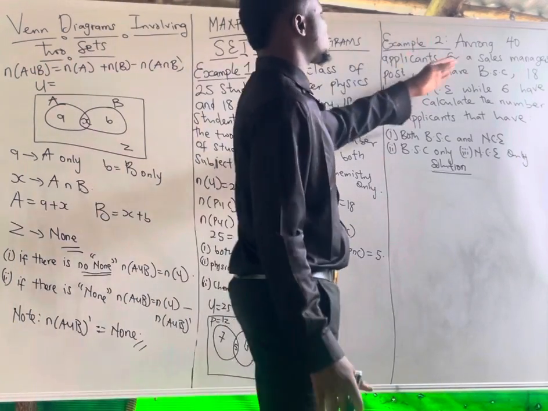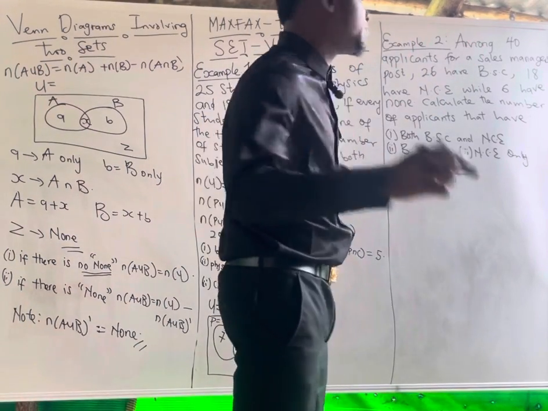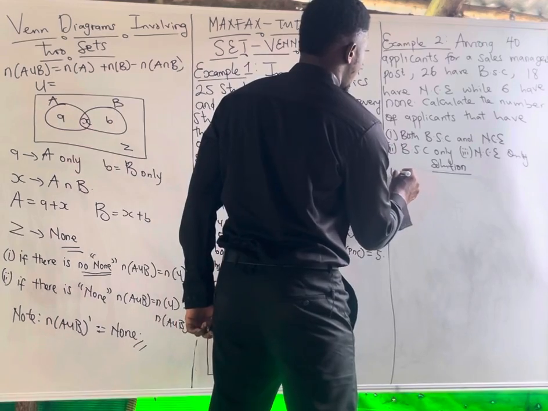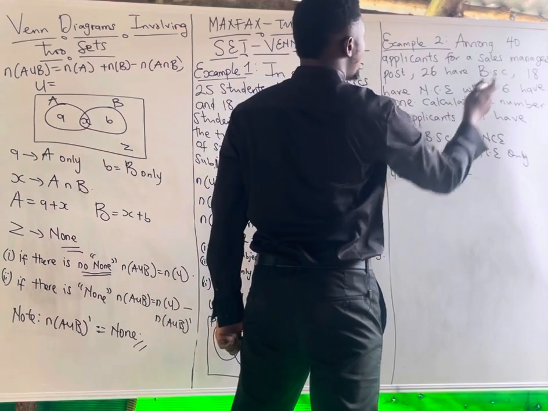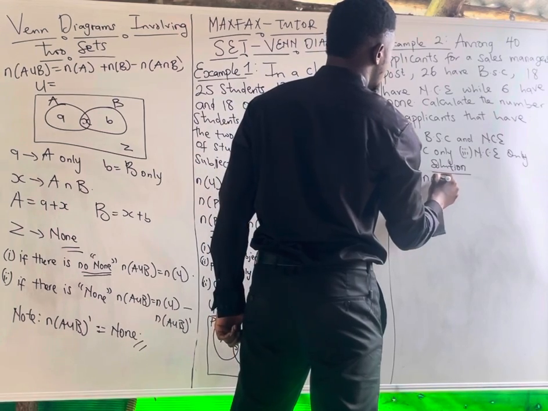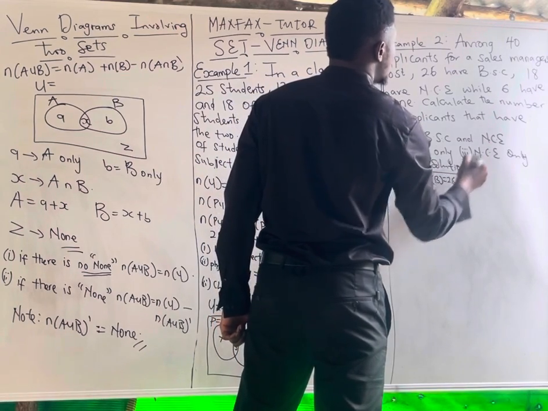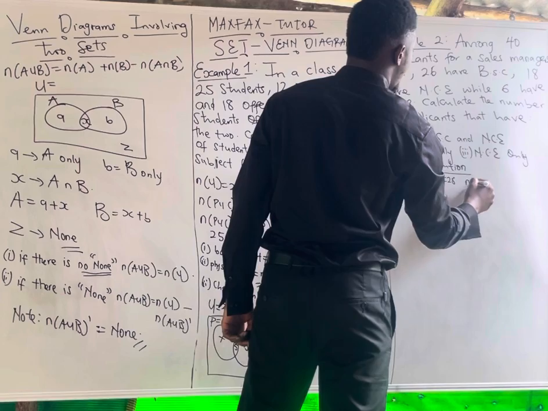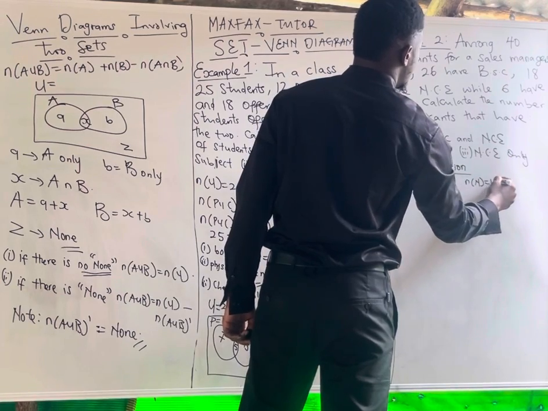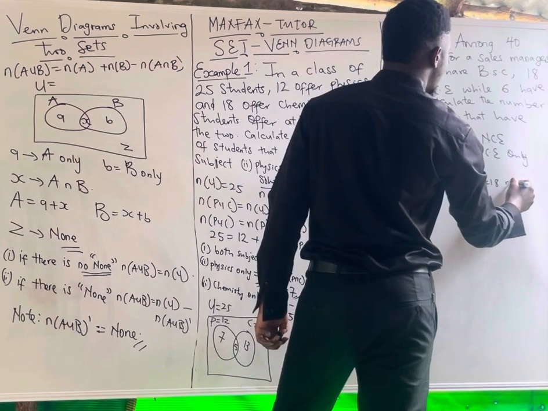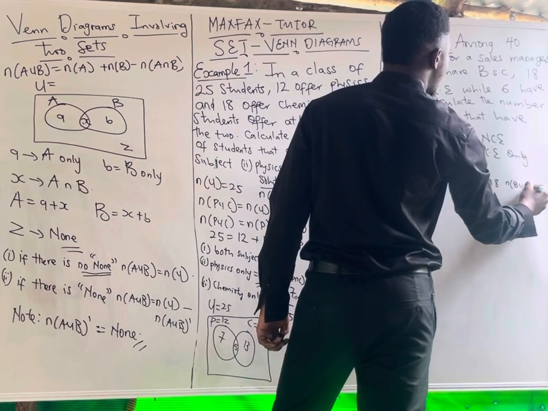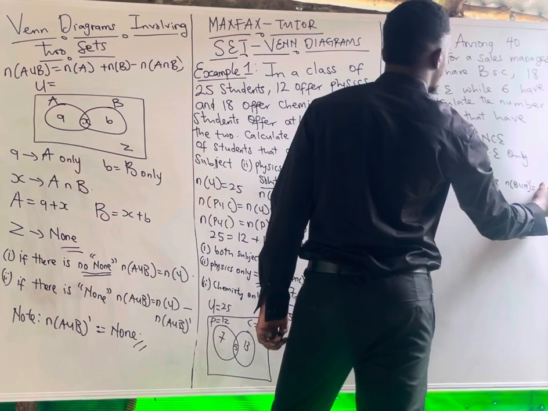Guys, let's look at this. The question is: among 40 applicants. This simply means that the universal set is equal to 40. 26 apply for BSc, number of B, that's 26. 18 apply for NCE, number of N, that is 18. While 6 have none. This simply means that n(B union N complement) is equal to 6.